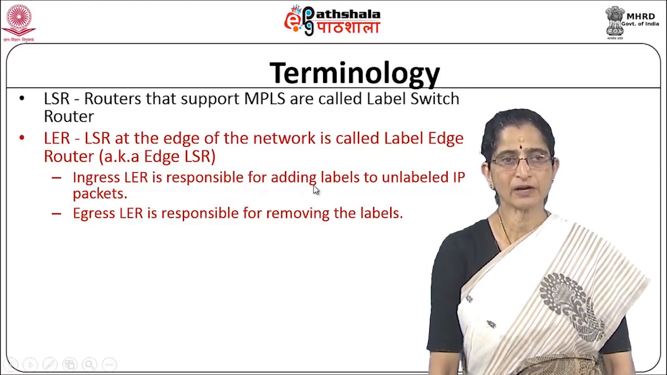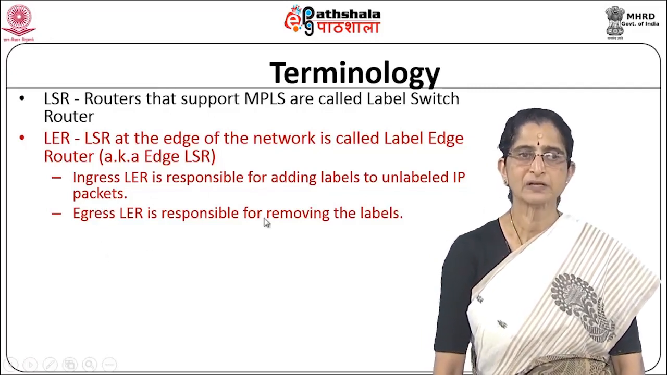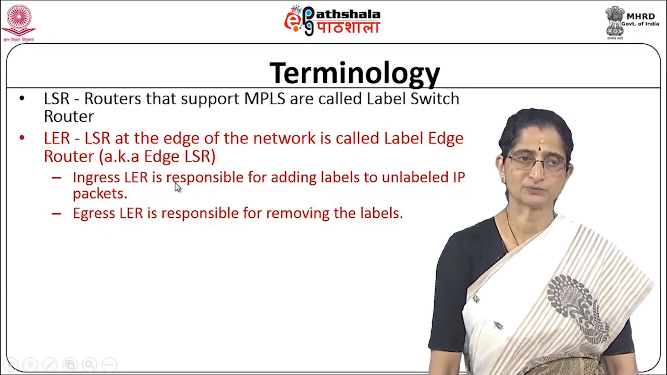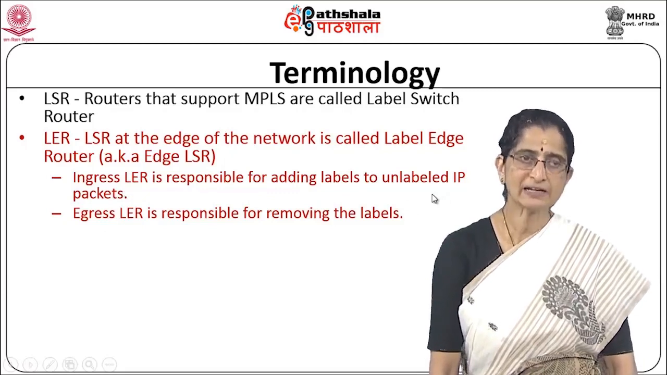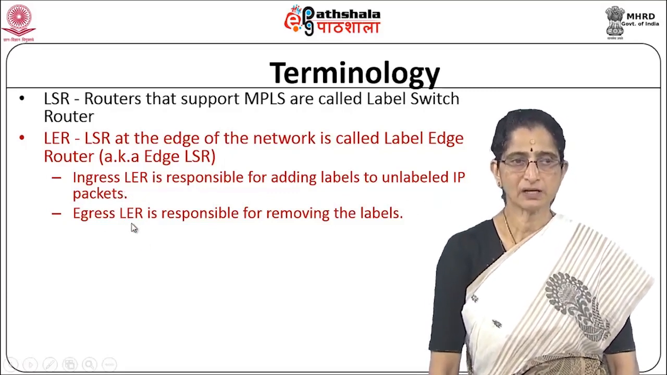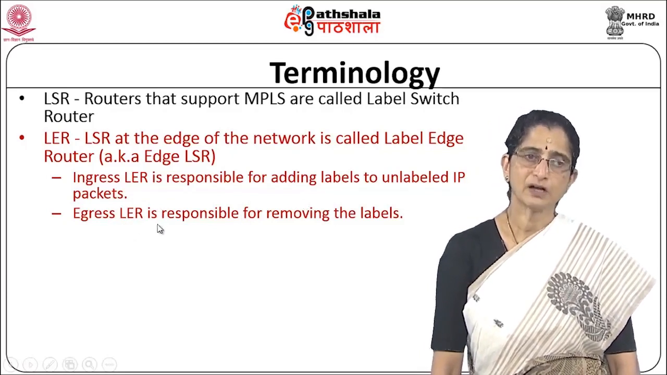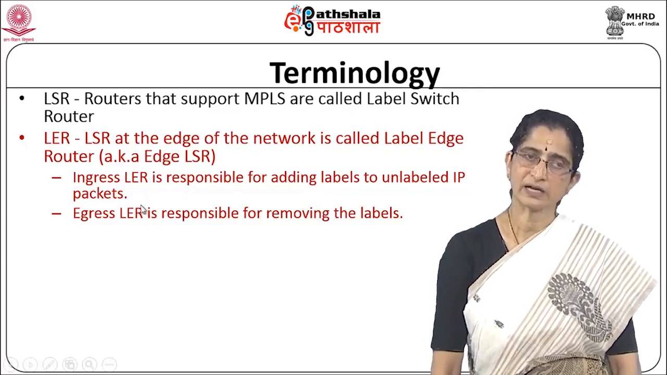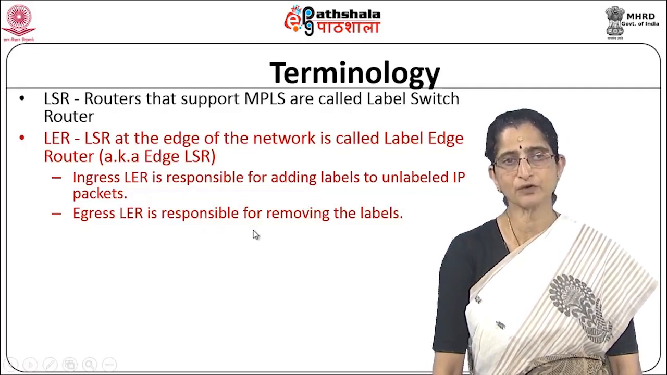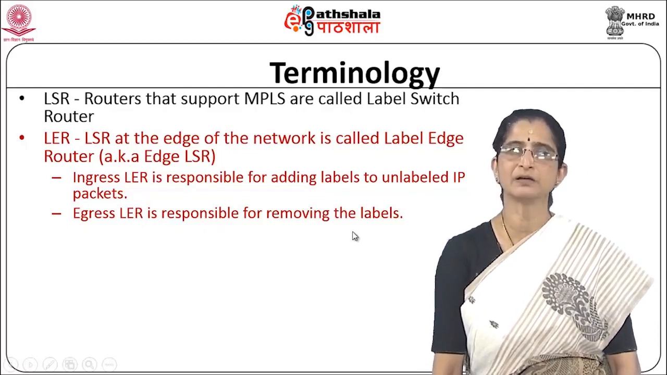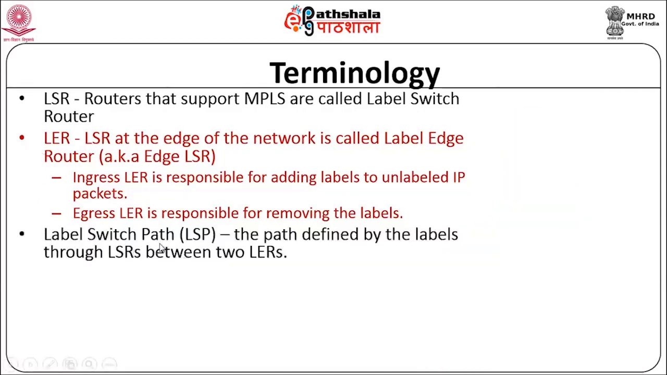This is responsible for adding labels to the unlabeled IP packets. That is, when an IP packet is sent into an MPLS domain, it will first go to an edge router. That edge router is an ingress LER, and it is responsible for adding labels to the unlabeled IP packet. Similarly, when a packet exits the MPLS domain, you will have an edge router there, an LER, which will act as the egress LER, and this will be responsible for removing the labels, because what has to be sent out will have to be an IP packet without these labels attached to it. Then we talk about something called an LSP, or a label switch path.